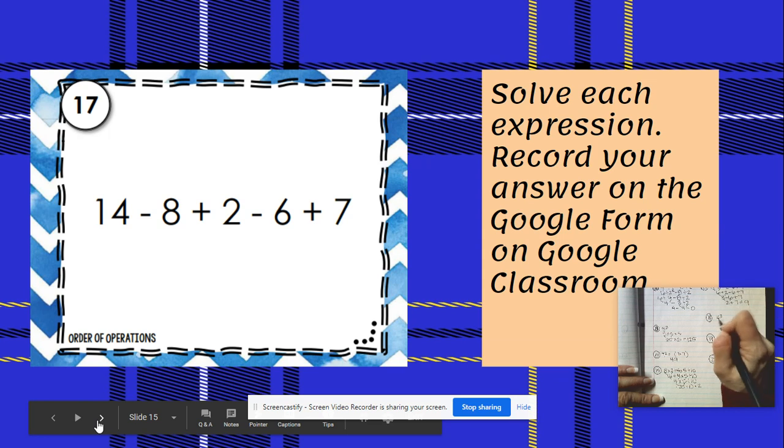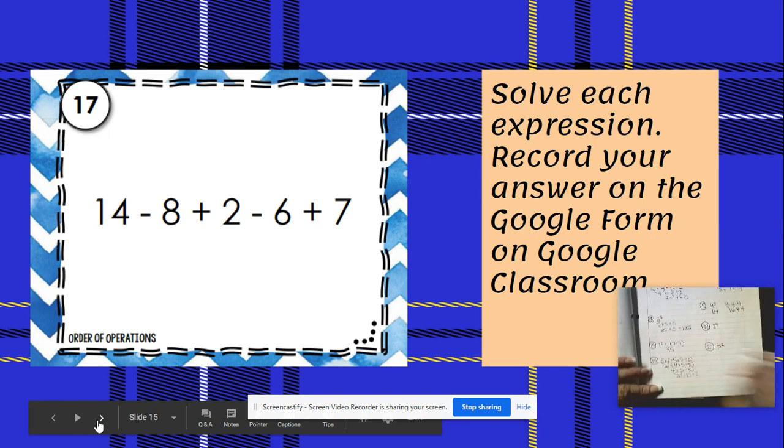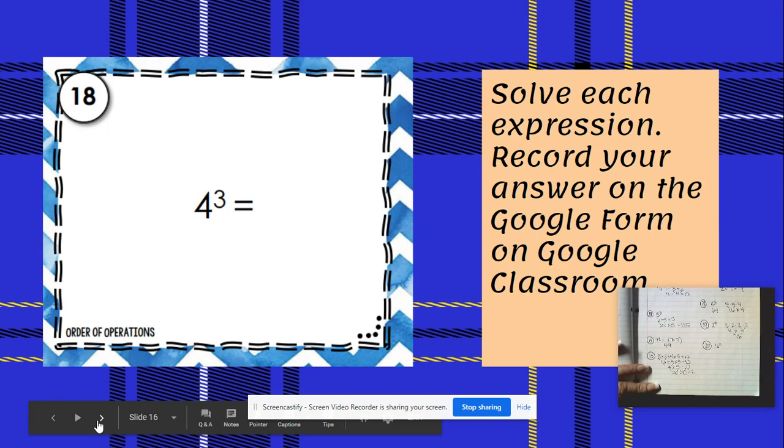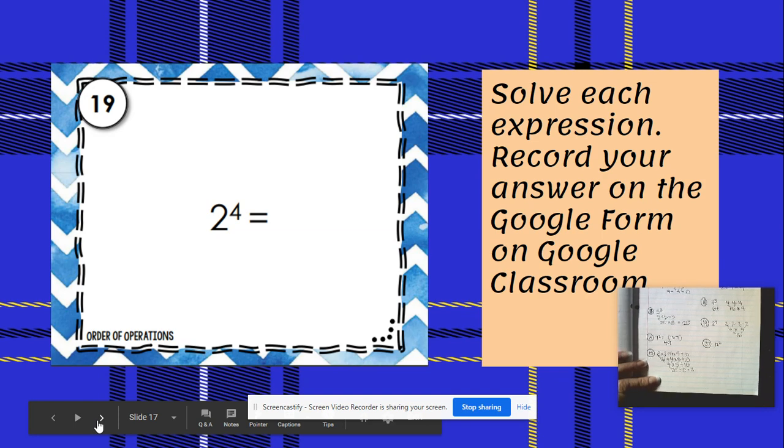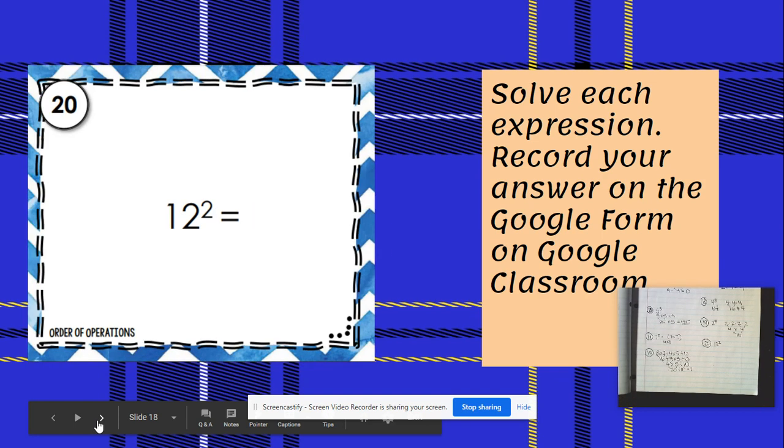Okay, here we have 4 to the third power, which is the same as 4 times 4 times 4. 4 times 4 is 16, and then you multiply it by another 4, which is 64. 2 to the fourth power is the same as 2 times 2 times 2 times 2, and you can even clump those together as 4 times 4, which would be 16. Like how we did when we were doing our factor trees with prime factorization and exponents.